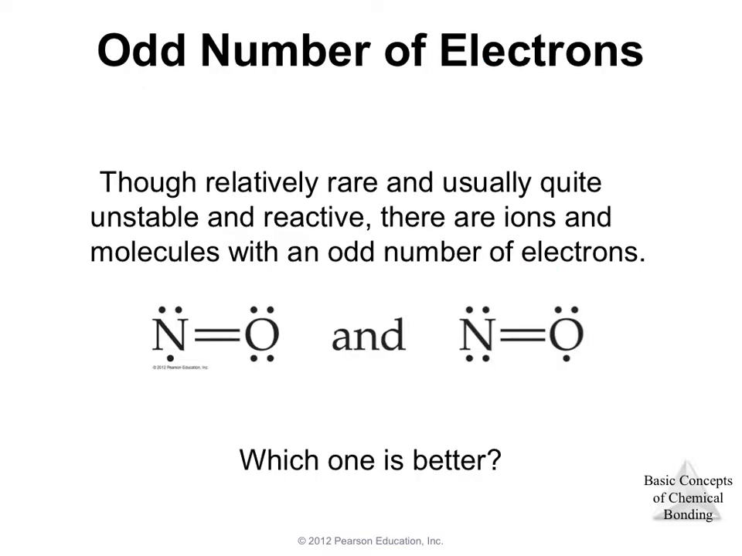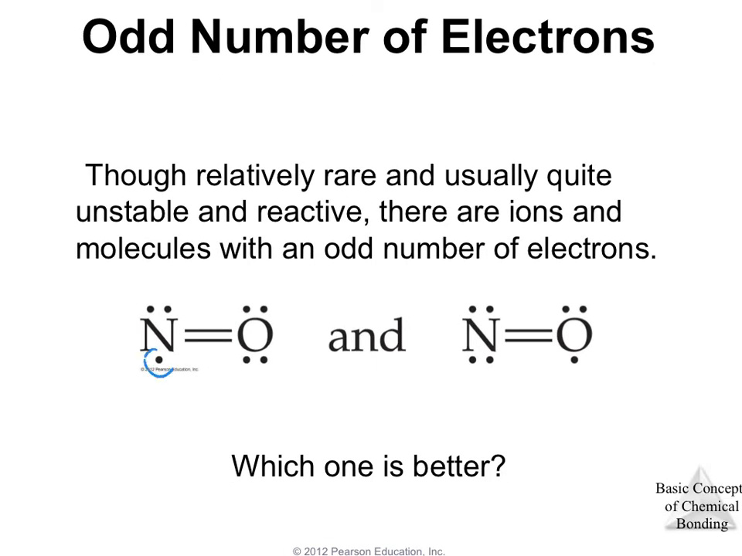So let's get a couple examples. The first one is the odd number of electrons. They're pretty rare. They're super unstable. That electron doesn't like being without a partner, but it can happen. So in that case, we've got a single electron here or a single electron here, and we want to know which one is better. So we'll have to assign formal charges. That's how we decide if it's better or not.